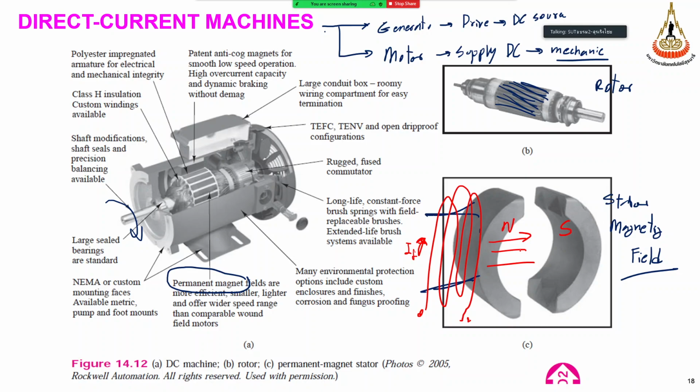With the right hand rule, you produce the magnetic field. So we can produce the magnetic field without permanent magnet, right? We can use the electric current to produce the magnetic field. Okay. So we have two parts, rotor and stator, here for direct current machine.